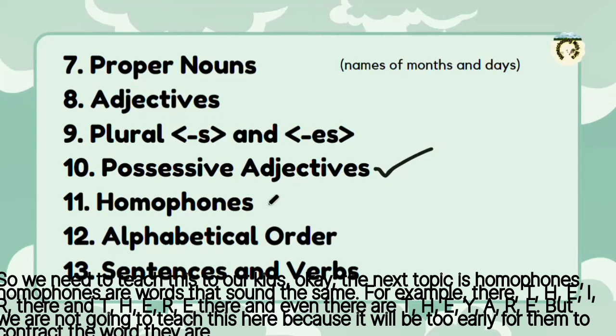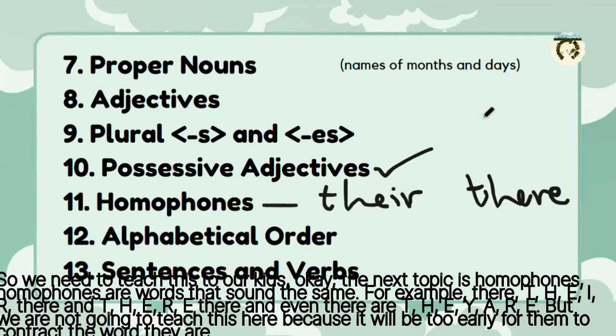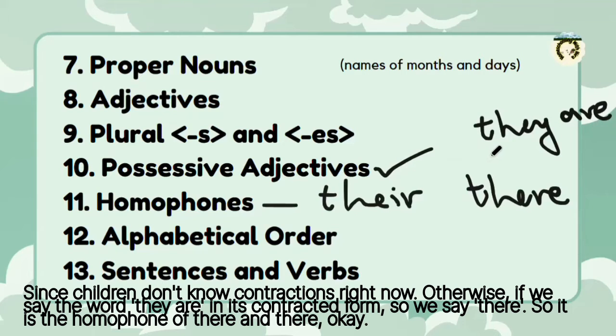Okay, the next topic is homophones. Homophones are words that sound the same. For example, there, their, there, and even there are, they're. But we are not going to teach this here because it will be too early for them to contract the word they are, since children don't have the knowledge of contractions right now. Otherwise, if we say the word they are in its contracted form, so we say they're, it is the homophone of there and their.